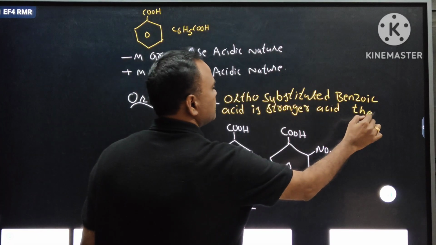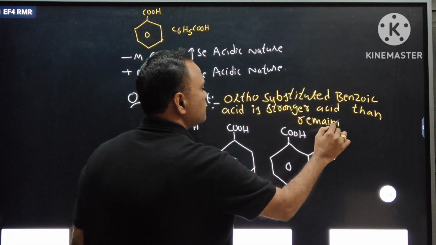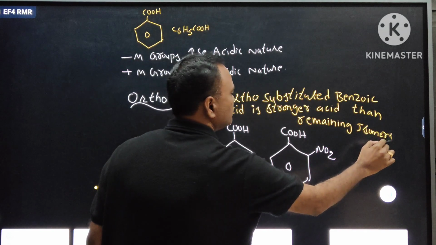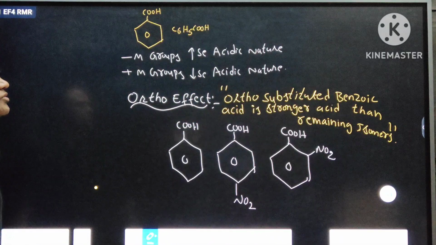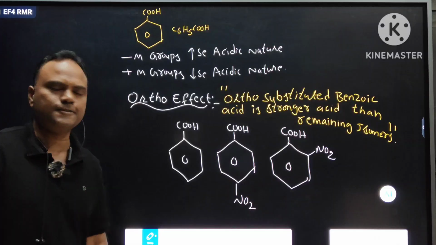Than the remaining isomers. This is called the ortho effect. Ortho effect: ortho substituted benzoic acid is a stronger acid than its remaining isomers.